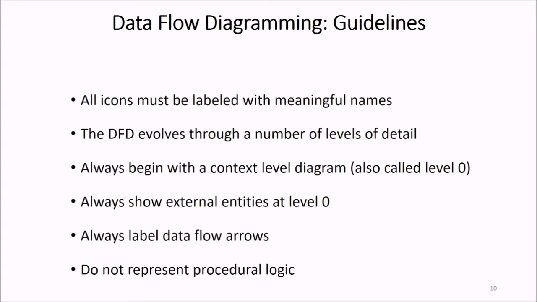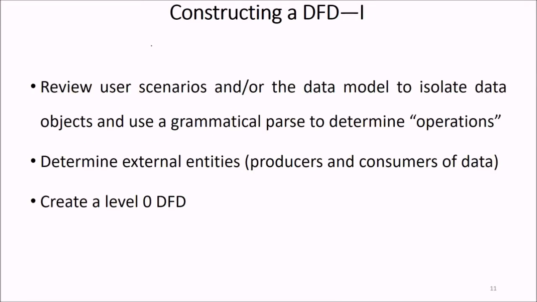There are certain guidelines you need to follow in a data flow diagram. All icons you must label with meaningful names. The DFD evolves through a number of levels of detail. That is, you don't have one DFD. The context level diagram, we also call it level 0. So first is level 0. We also call this DFD level 0 the context level diagram. And we always show external entities at level 0. Then we always label data flow through arrows. And we do not represent any procedural logic here.